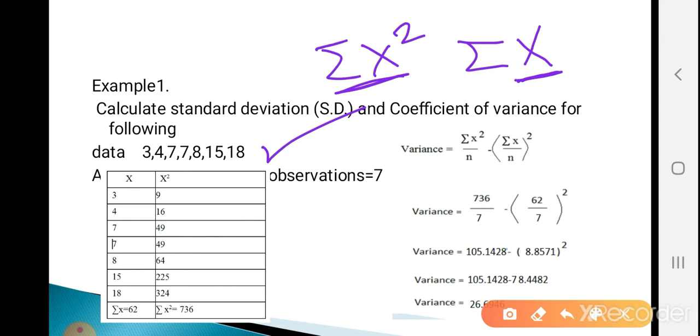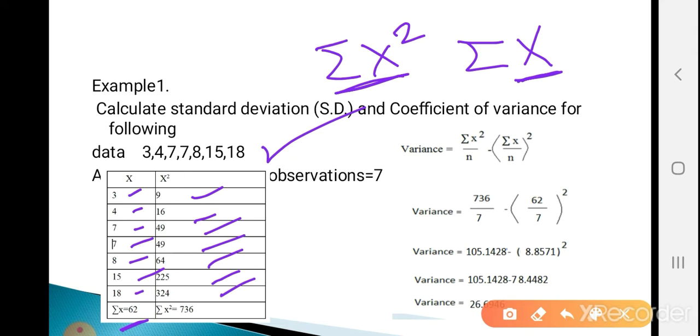So we need to make the column x square. Here the x values are 3, 4, 7, 7, 8, 15 and last is 18. Squaring the values of x: 3 square is 9, 4 square 16, 7 square 49, 7 square 49, 8 square 64, 15 square 225, 18 square 324. We need the total of both the columns x and x square. So summation x value is 62, that is 3 plus 4 plus 7 plus 7 plus 8 plus 15 plus 18.